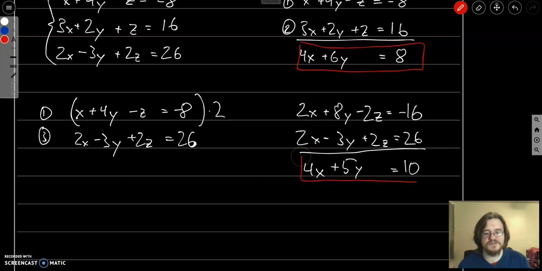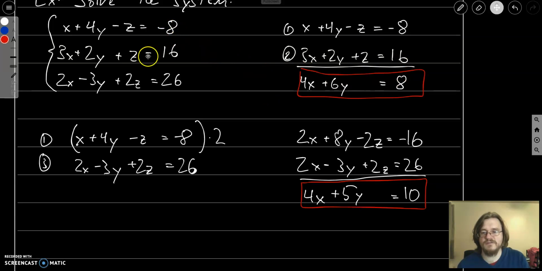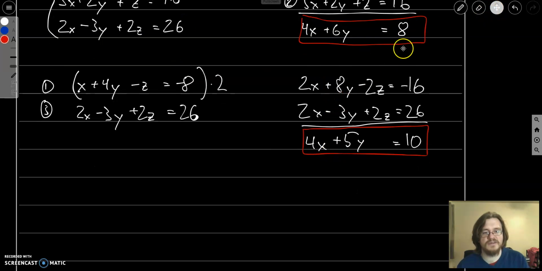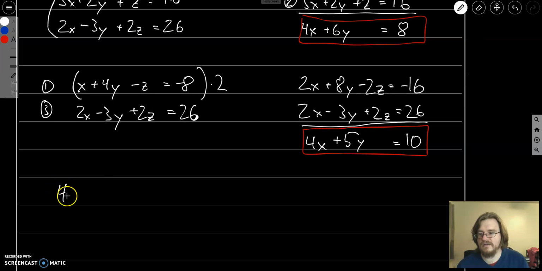So now I have two equations with two unknowns. I got the first equation by combining the first two equations in our original one. And I have my second equation in two variables by combining our first and third equations with three variables. So now I have two equations and two unknowns. 4x plus 6y is equal to 8. And 4x plus 5y is equal to 10.